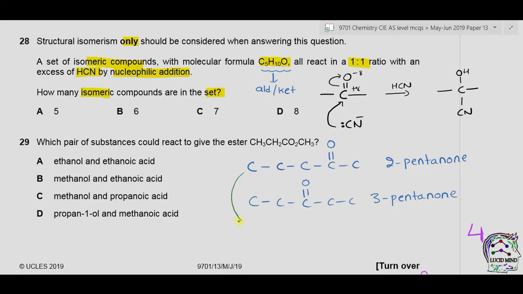Another structural isomer of 2-pentanone can be drawn like this. We have 4 carbon atoms in the long chain, and with one of the carbons a methyl group is attached. Now the name is 3-methylpentan-2-one. So now 3 structural isomers of ketone have been drawn. So in total we have 4 plus 3, 7 structural isomers that are possible for C5H10O. The answer is therefore C.